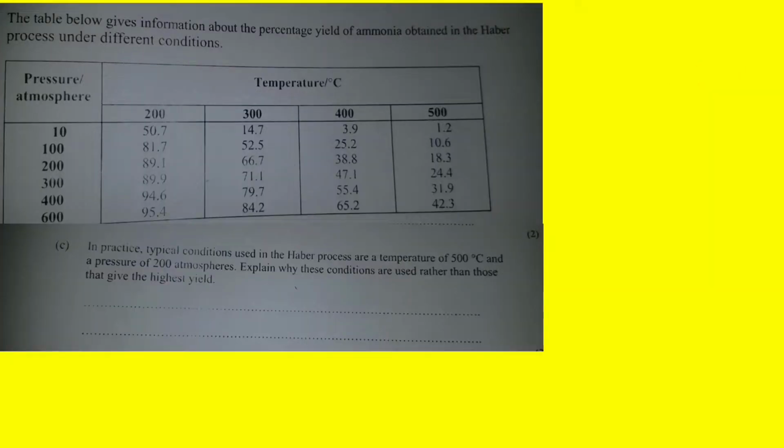Here they have asked one thing. In practice, typical conditions used in the Haber process are a temperature of 500 degrees centigrade and a pressure of 200 atmospheres. Now, explain why these conditions are used rather than those that give the highest yield. We saw that we got the highest yield at 600 atmospheres and 200 degrees centigrade, and this highest yield was 95.4.